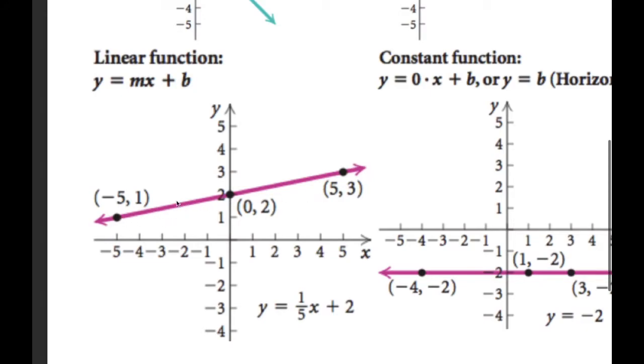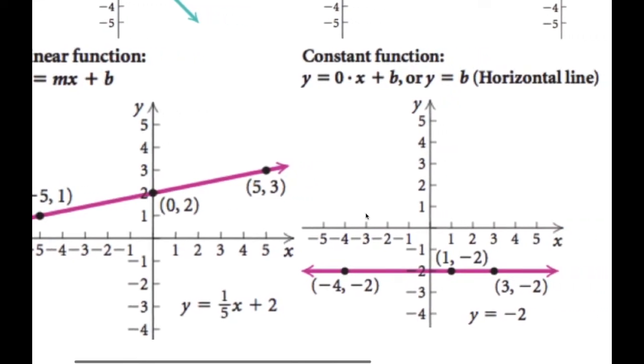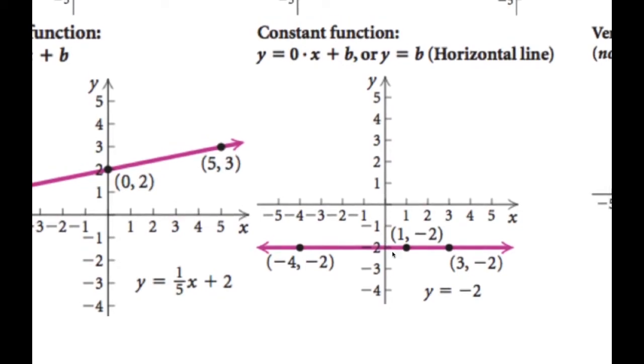It doesn't matter what 2 points you choose, you can find the same slope, and we'll do that later on in this section. Here's another example of a horizontal function. The input is -4, the output is -2. The input is 1, the output is -2. The input is 3, the output is -2. It's the y equals -2 function. Kind of a boring output when it's always -2, but that's what it is.